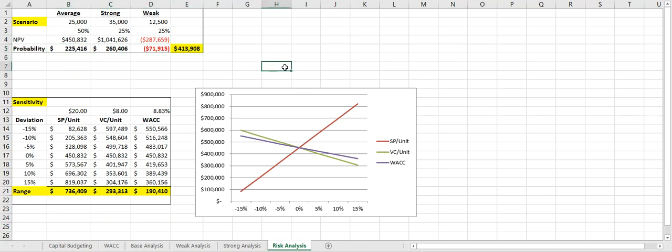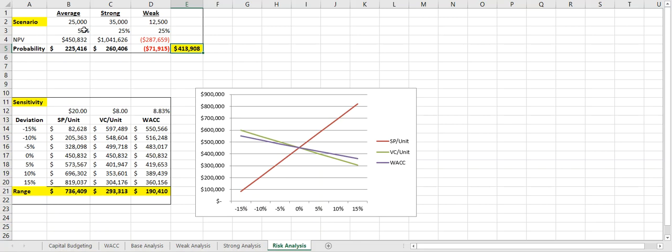What it says for this particular investment is that even though we are predicting a 25% chance of a weak investment, the good thing is that in the overall scheme of things, you weight that by that probability, and this investment does seem on the whole fairly positive.